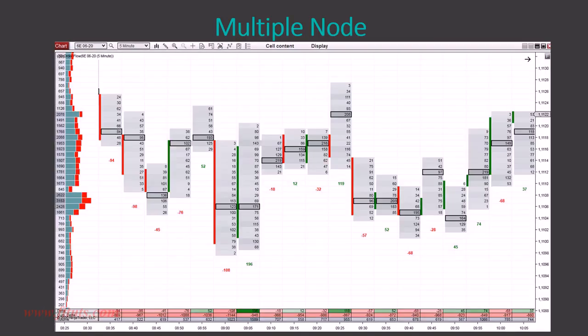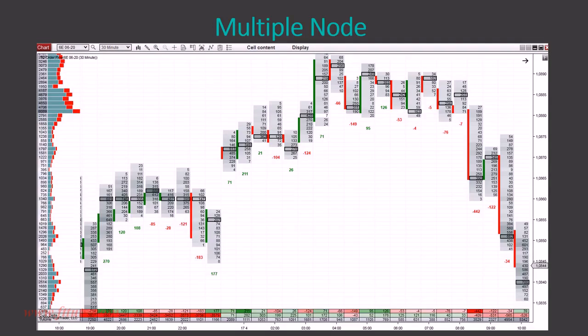Let's have a look at one more. There was a rejection of lower prices, and within that rejection there was the double node. So this was a support. There were some candles above it, which is great. Pullback and long from there.